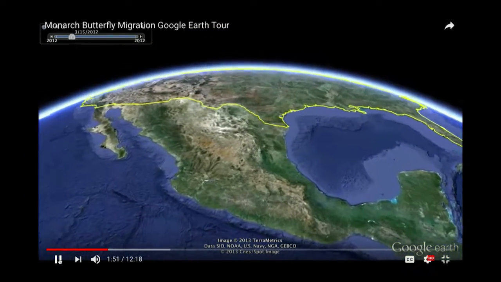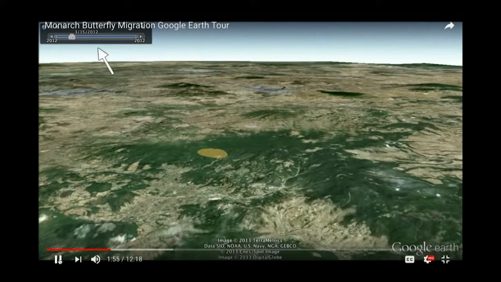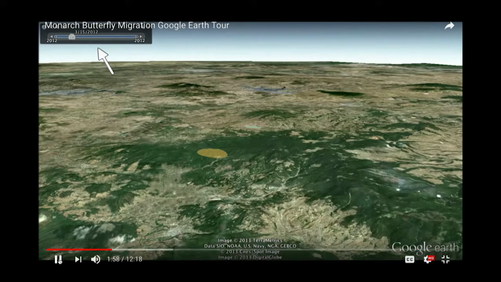Now, to follow the monarch migration, we're going to fly along with the butterflies. And be sure to watch the timeline in the upper left. Okay, cue the epic journey music.